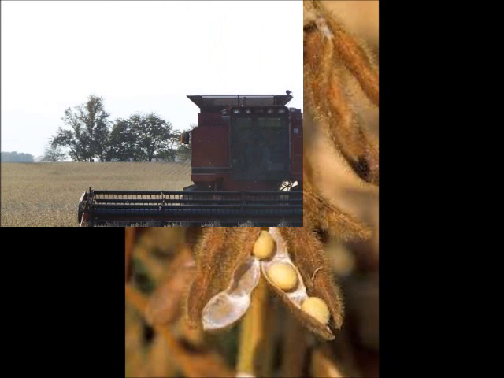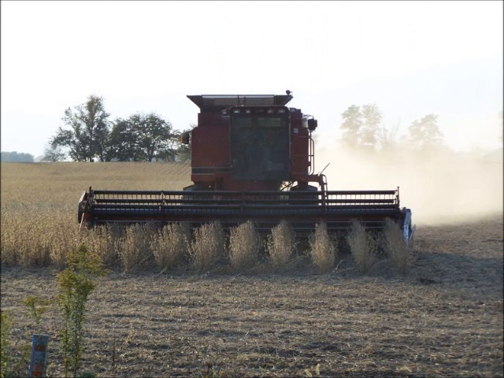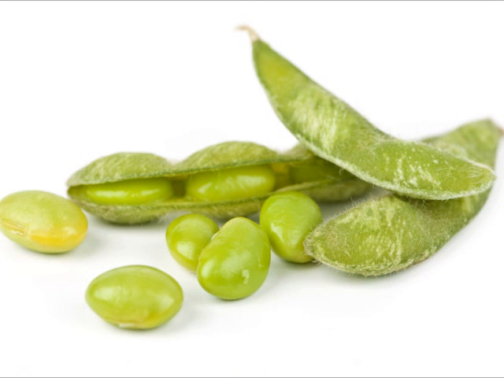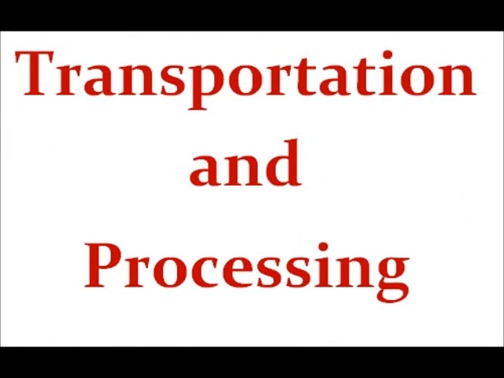They can be harvested by hand or by use of a combine, which has rakes with teeth which separate the soybean from the pod and stem. The part of the plant used as food is primarily the seed that is found in the pod. Now we are moving on to transportation and processing of soybeans.